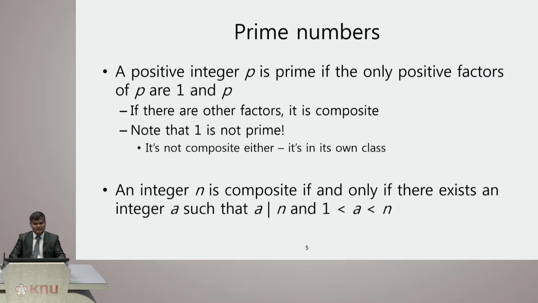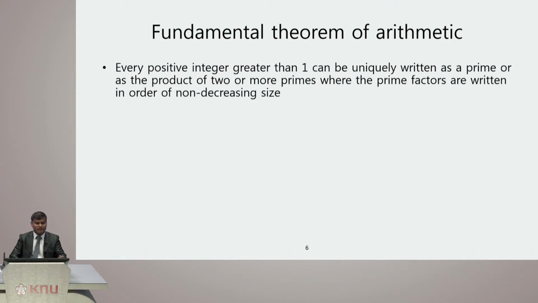An integer n is composite if and only if there exists an integer a such that a divides n, and a is between 1 and n. It cannot be 1, it cannot be n. If the only factors are 1 and n, that is a prime number. Rather, if this a falls between 1 and n, we can call this integer a composite. We will see some examples anyway.